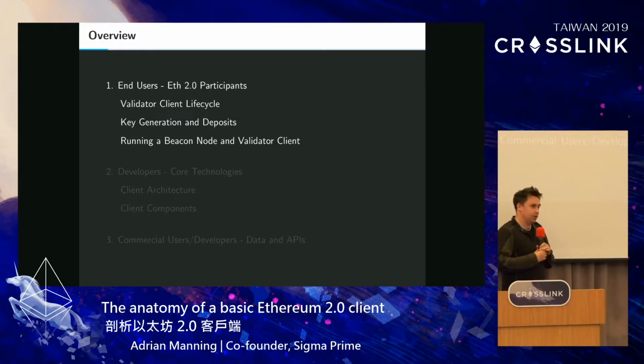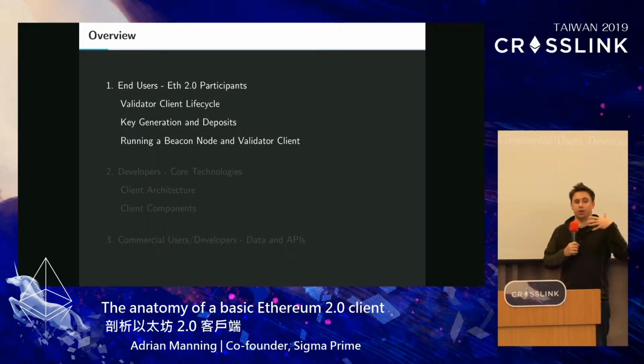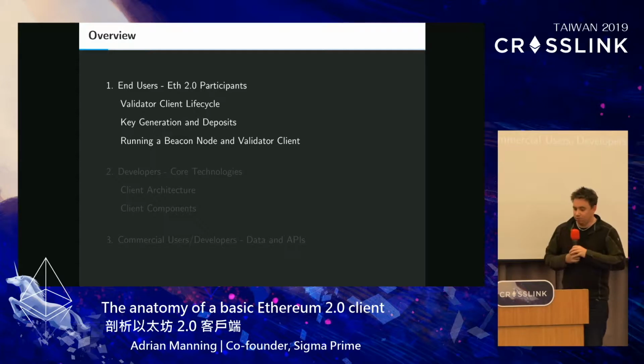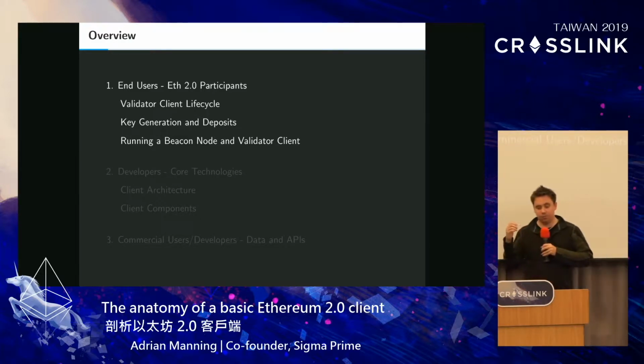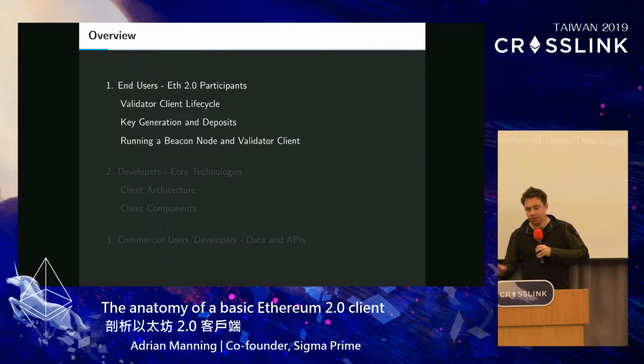Okay, so the structure of this talk. I've split it up into three main sections, and the three sections are designed to try and give information to a wide range of audience. So the first section is for people that are interested in participating in Ethereum 2, that is the end users. So if you're sitting here today and you've got some Ethereum and you're trying to figure out, I want to get more Ethereum and I want to contribute to Ethereum 2.0, then this part is for you. This is a very high-level overview of what you need to do to be able to participate in Ethereum 2, how to use the clients, and essentially, make more Ethereum on Ethereum 2.